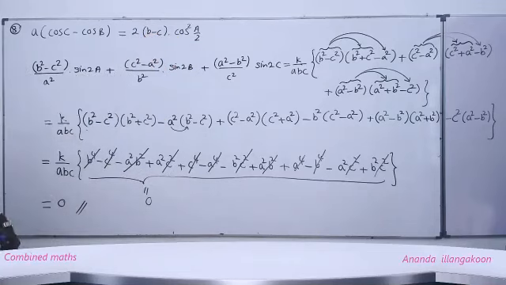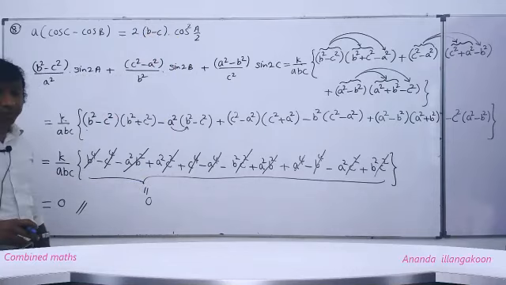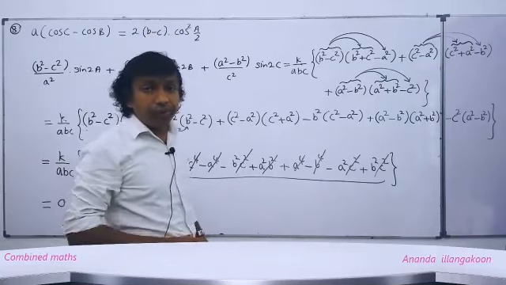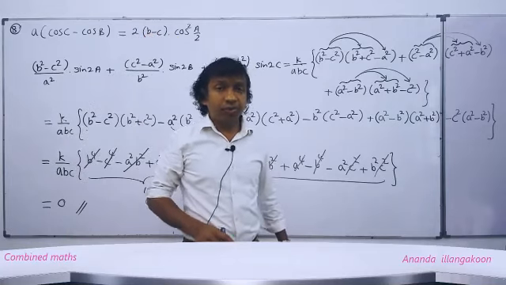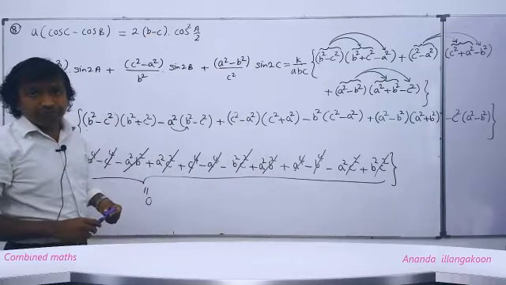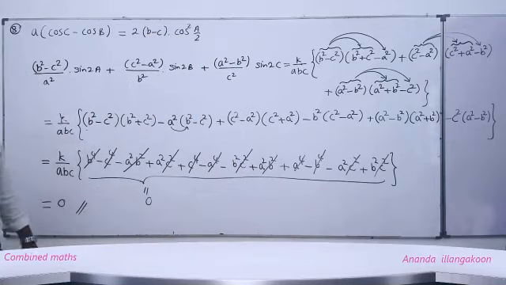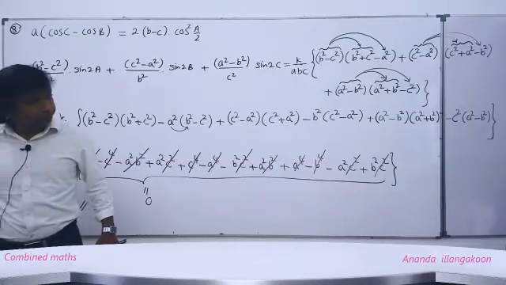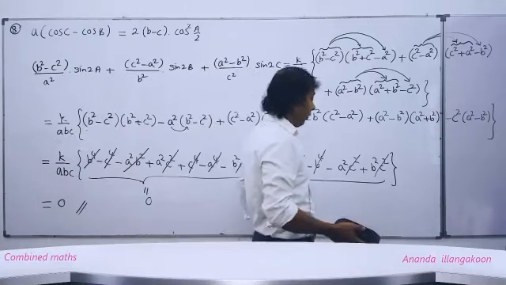But here, don't go to check the cyclic symmetrical property, because on the left hand side we have 2 terms. Any expression having 2 terms will never have the cyclic symmetrical property. So then we go this way. We start from the left hand side.